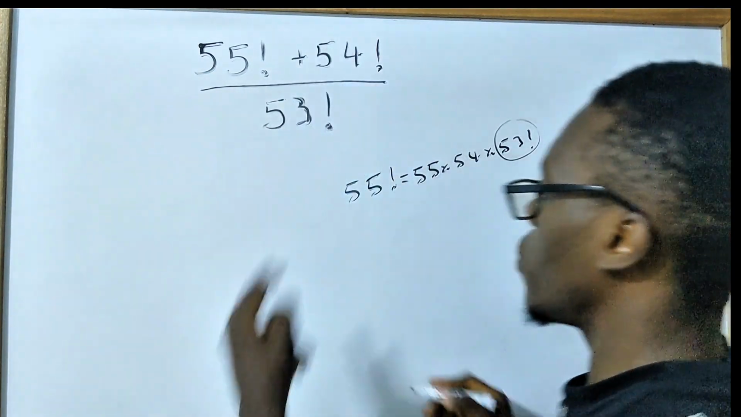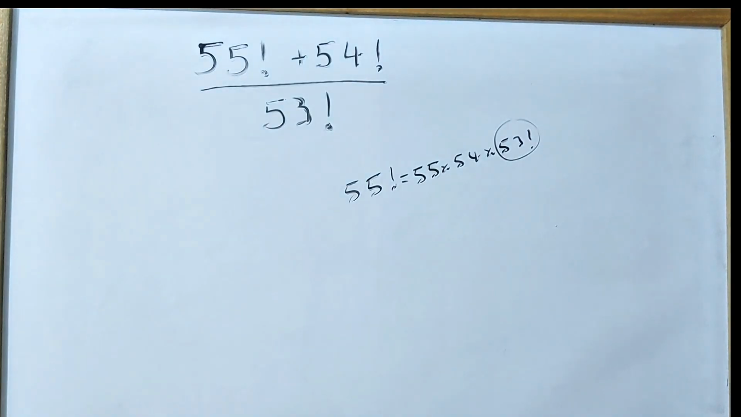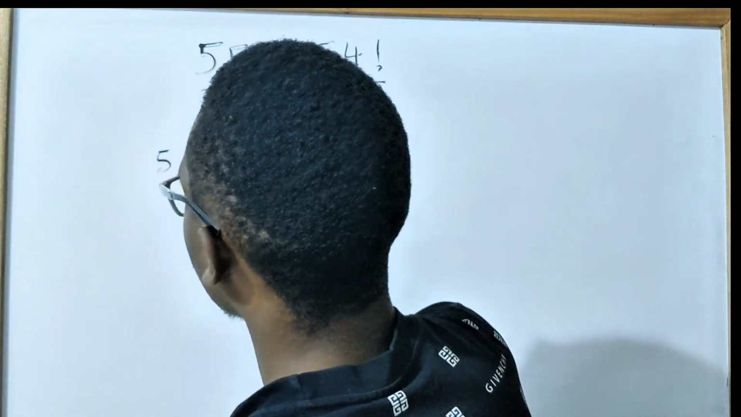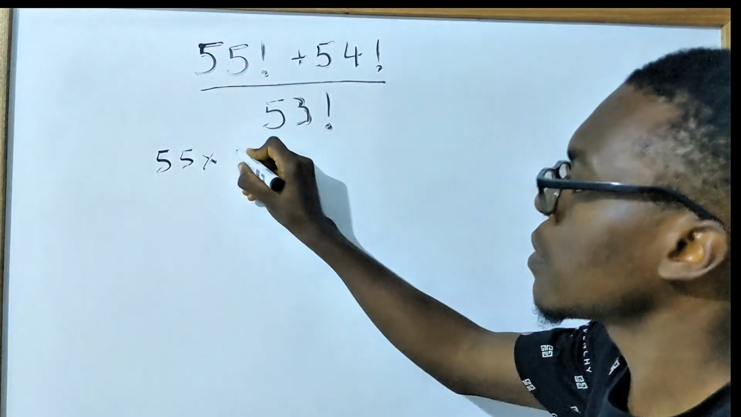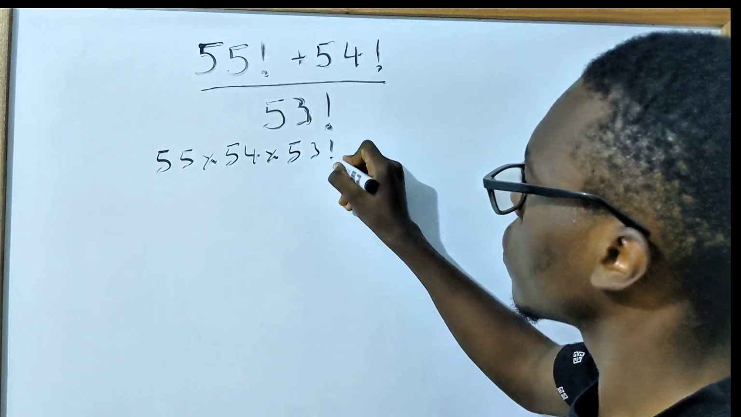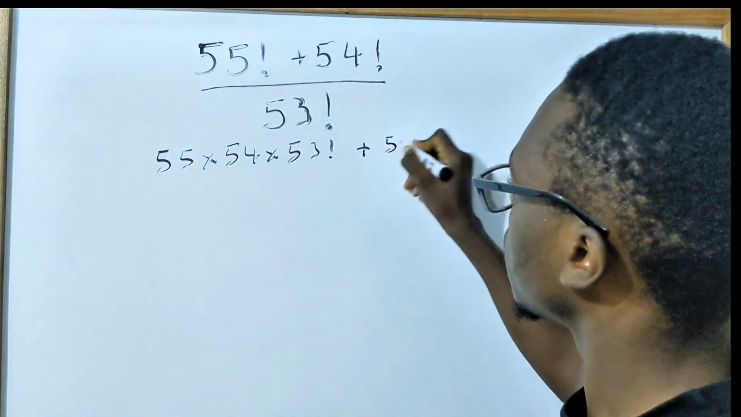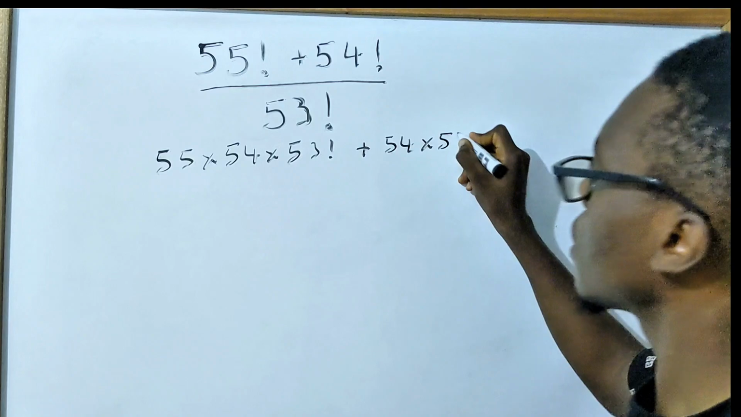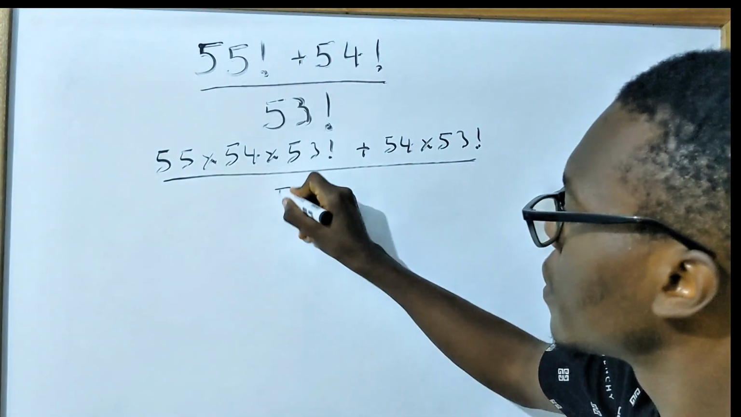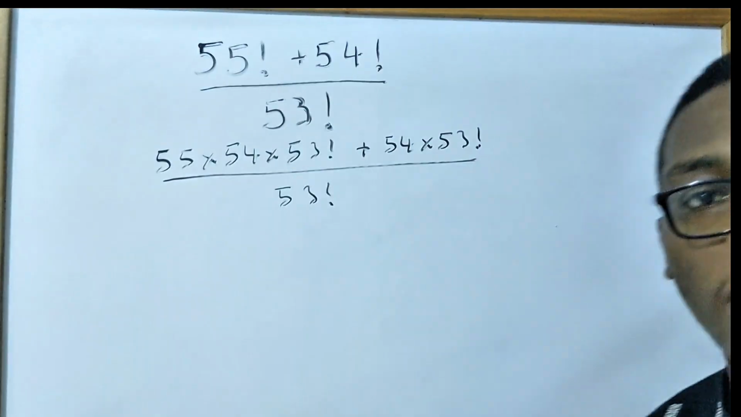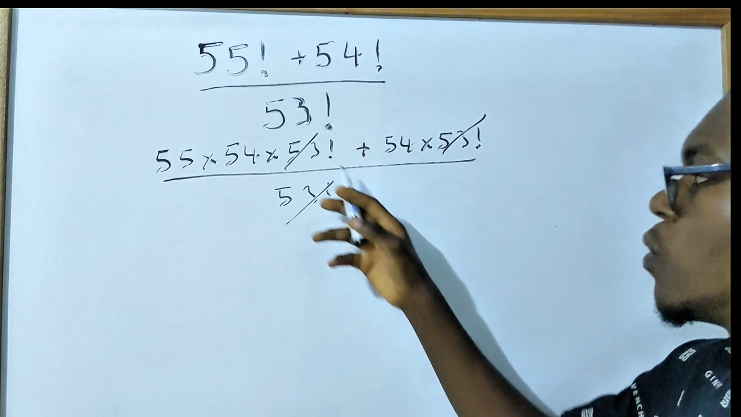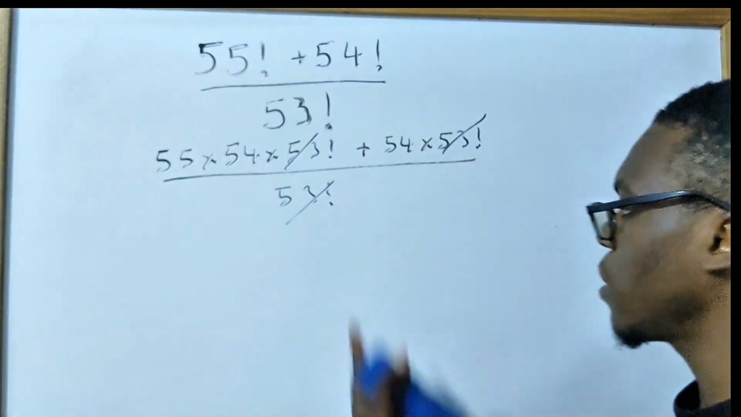Since this is an addition, we do the same thing on the other side. That will be 55 times 54 times 53 factorial plus 54 times 53 factorial, all over 53 factorial. Hence, this and this will cancel out. This is addition, so we bring out 53 factorial and cancel it out.